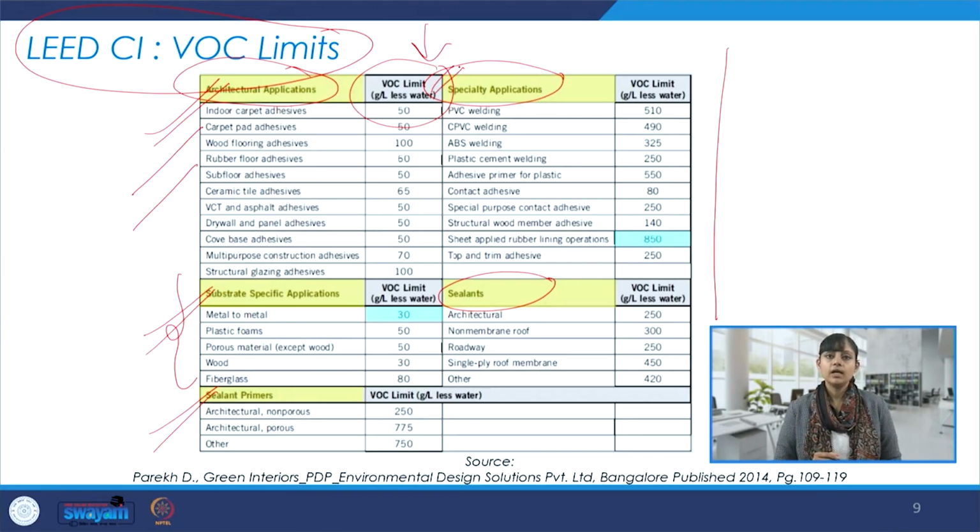And we could come across values as low as 30 for the case of metal to metal substrate specific applications. It could also be up to 850 for specialty applications such as this case, the sheet applied rubber lining operations. So these are some of the handy references, and they are very useful when we have to keep a check on the VOC limits.